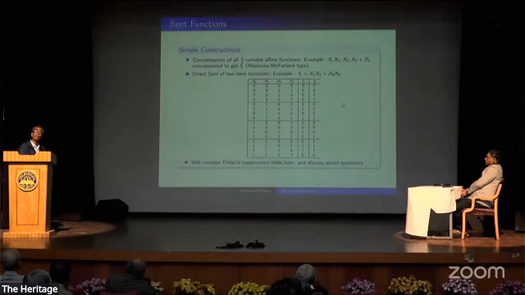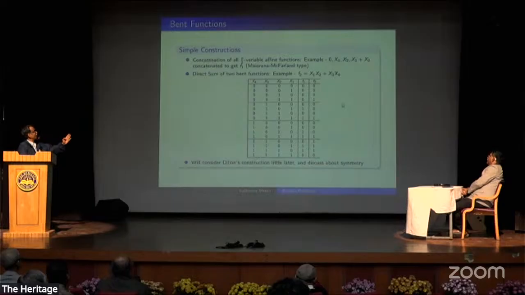Why does it happen? Because a linear function, though it is linear, it is furthest away from another linear function. So from that argument, you can actually see f1 is a function where 2 variable linear functions are concatenated, and it gives you a 4 variable bent function.